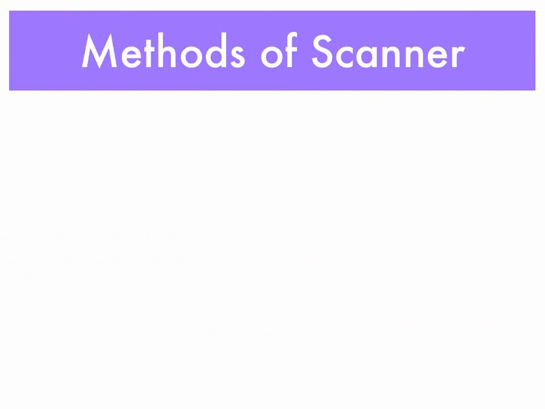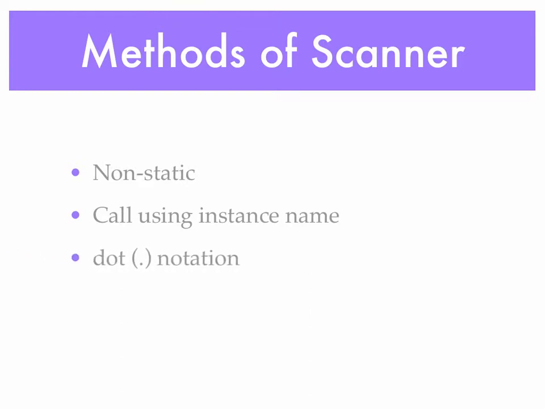Now, having done that, we now have access to the methods of the class Scanner. The methods of the class Scanner are non-static. That means they must be called using an instance of the class in which they reside, that is, an instance of the class Scanner. We've created our instance and we called it keyboard. We'll call those methods using the dot notation. So our calls will be keyboard dot and then the name of the method. Each one of these methods will return a value.